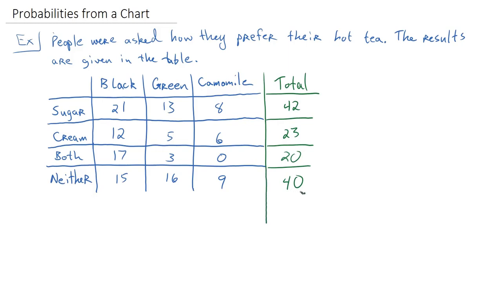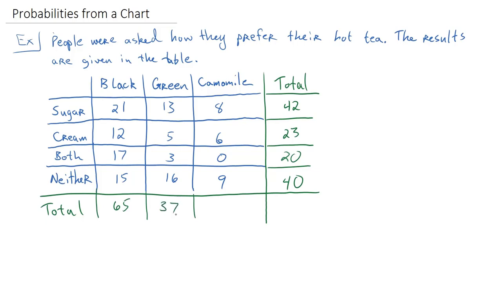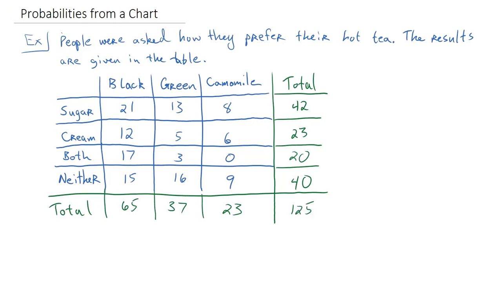Alright, now we need a total in the other direction as well. It's good practice on our math skills. A little bit of adding never hurt anybody. So this first column is going to add to a 65. The second column adds to a 37. And the last column adds to a 23. Now in this box over here, what we want to put is the total. Both of the total columns should add to the same thing. In this case they do. It's 125. Now that we have those totals, we can go ahead and dive into some questions.